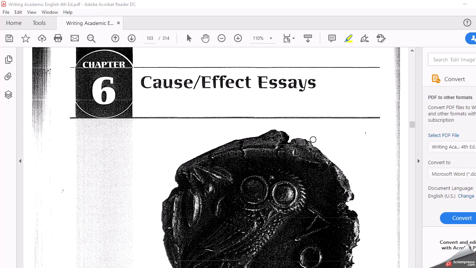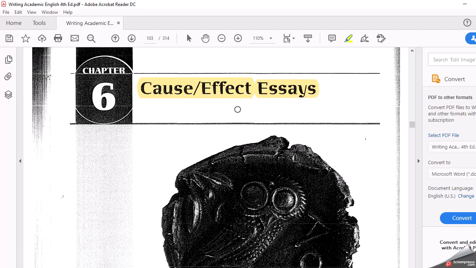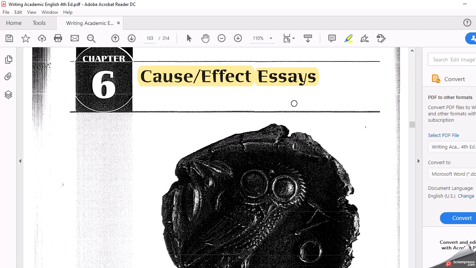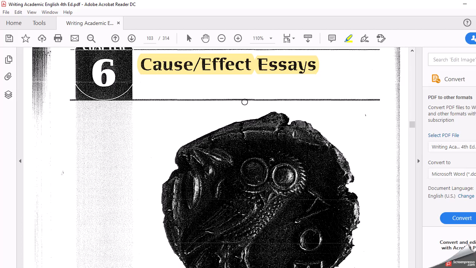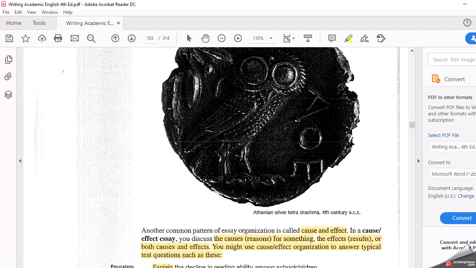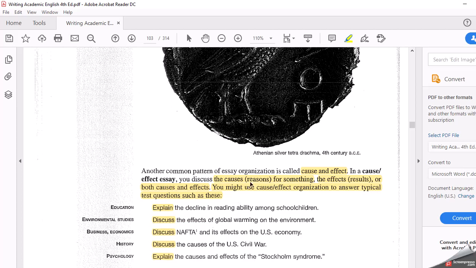So this is the sixth lecture, the second course, which is concerned with chapter 6. Chapter 6 deals with the second type of essays. We discussed the first type in the previous lecture, the chronological order type, which is the process type. This is the second type that we are going to discuss in this lecture. This lecture is going to be somehow easy because it is a very short lecture.